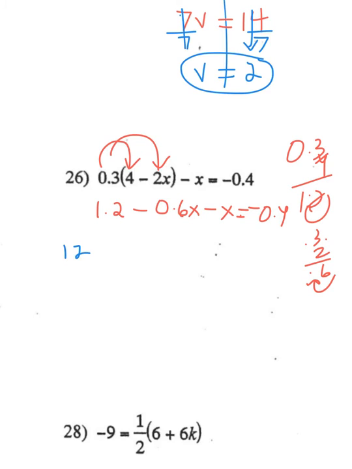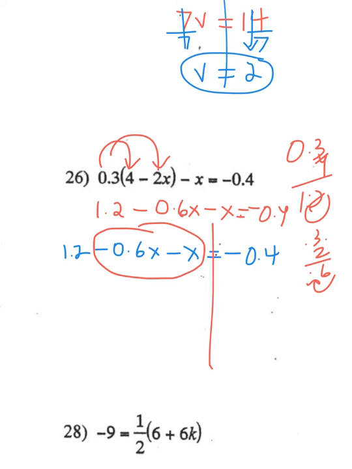So this is going to be 1.2 minus 0.6x minus x equals negative 0.4. Okay, so here's my equal sign. I have these x's I need to combine. This is a 1x, so that's going to be negative 1.6x equals a negative 0.4 and a 1.2 here.